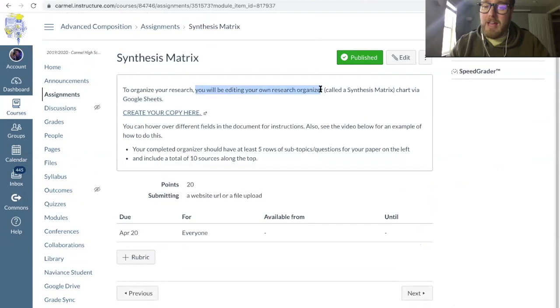Organizing your research, you're going to be editing your own research organizer. It's called that synthesis matrix, right? And you're going to do this through Google Sheets. Now, here's the cool thing is I've created it for you as a template. So all you got to do is fill it in. So what you're going to do is click here where it says create your copy here.